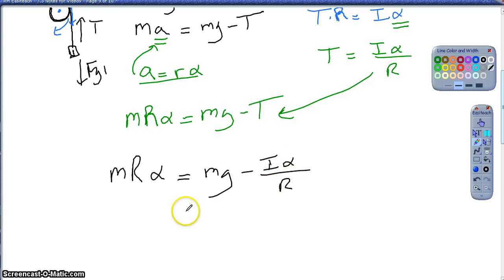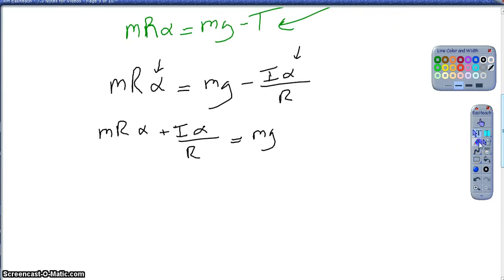So the good news about this equation is that even though we do have a little bit of mess to clean up, everything is in terms of variables that we're allowed to use, with the exception being alpha. So I can try and solve this equation now for alpha. At this point it's just a little bit of algebra to clean it all up. So add this whole expression over to the other side. I have mR alpha plus the moment of inertia alpha over the radius equals mass times gravity. So I've got that set up and ready to roll.